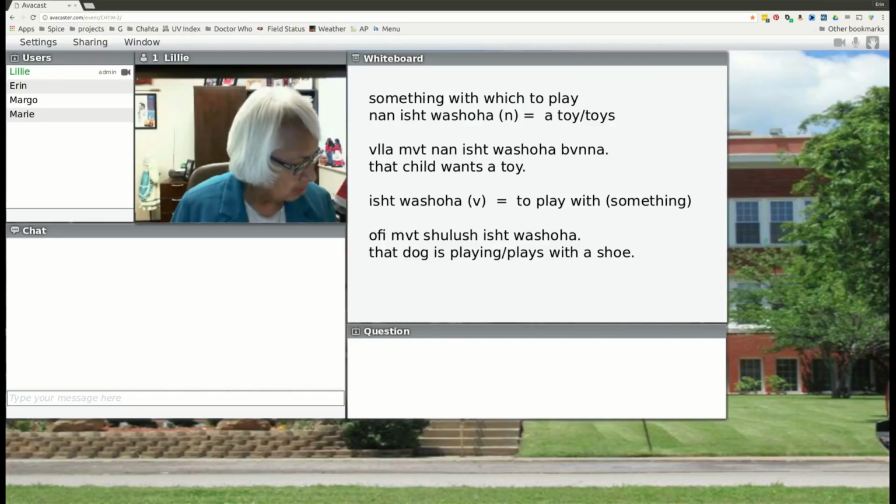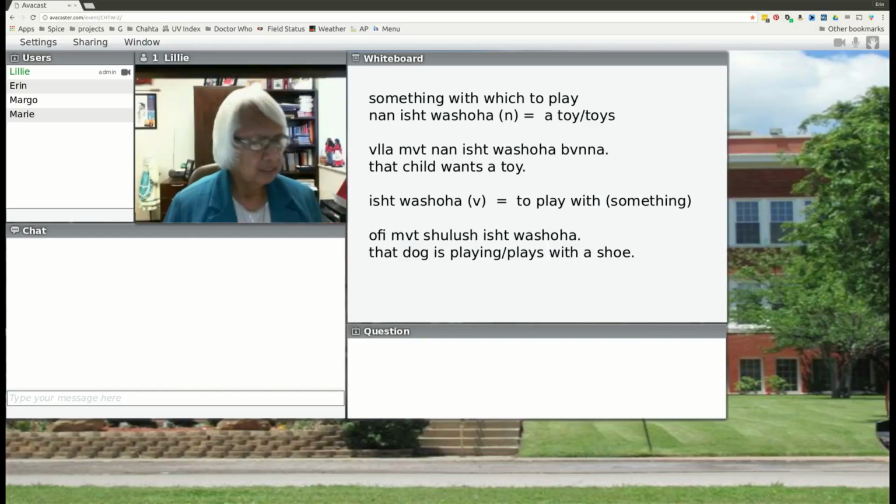Then we have non-ula. You're going to see me write this word separately, non and then ula, that which sounds. The author has used this to mean radio, but today it could mean any number of things. Non-ula could be, I'm thinking of a CD player, iPod, anything that makes a sound, anything that you're going to listen to. Non-ula can also mean sound, something that sounds.